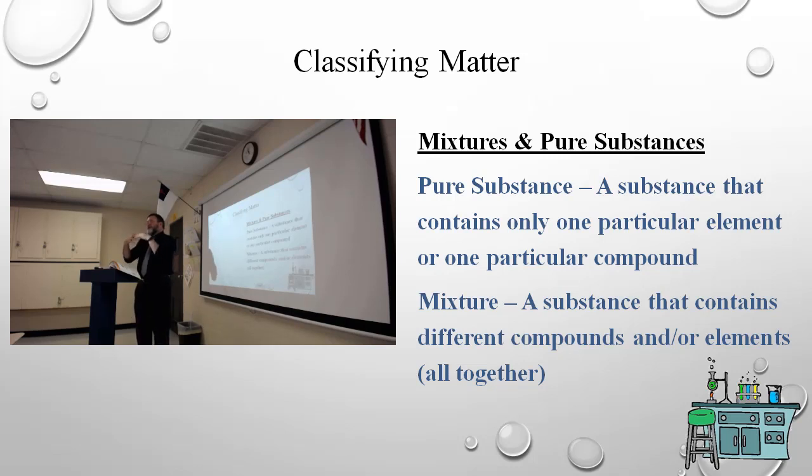So if everything in my sample is exactly the same, whether it be an atom of an element or a molecule of a compound, it's a pure substance. And if there are differences, if there are different types, it's a mixture. Is there anything difficult about that concept? Because we're going to build on that real quickly here.